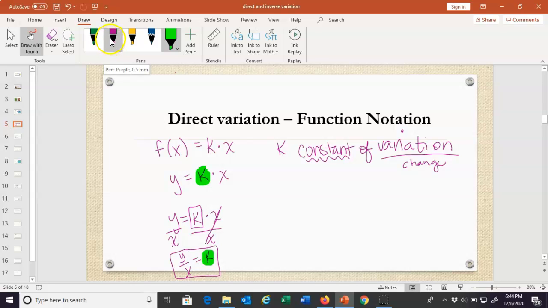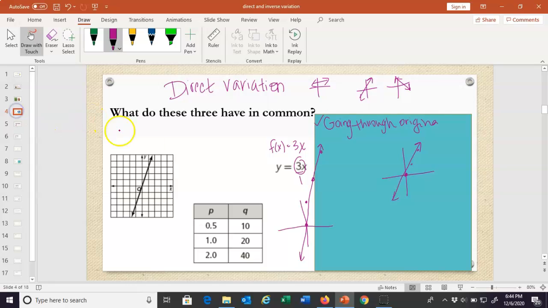So for direct variation, you actually take the y value and you divide it by the x value, and you'll find k. So for every single y value, when you divide it by x, you'll get k. Let's look at this one again. So this is p and q, but you know it's the same as x and y. So let's try it. Let's have a column for y divided by x. So 10 divided by 0.5, and that's kind of funky.